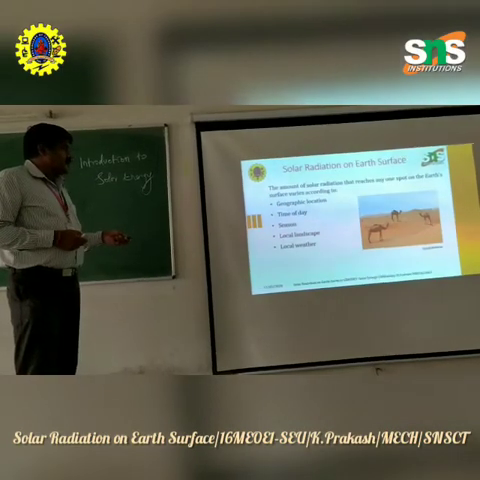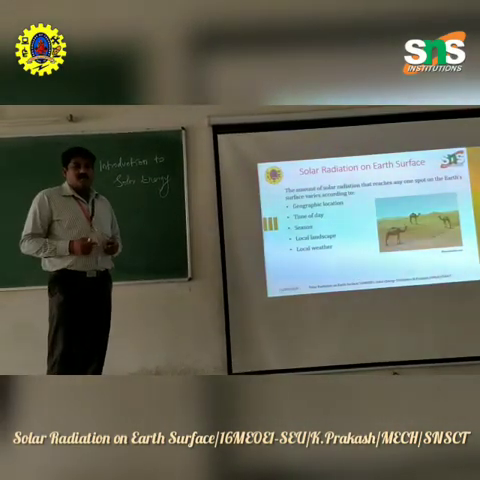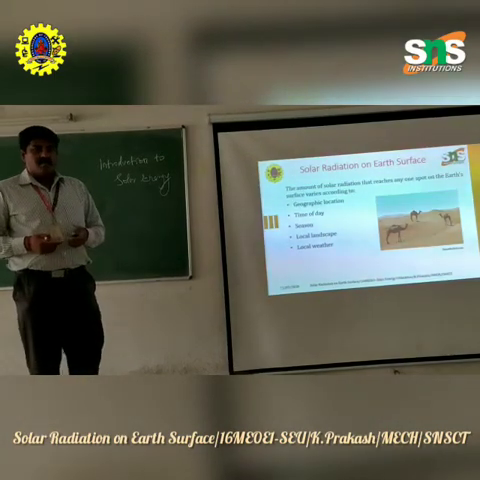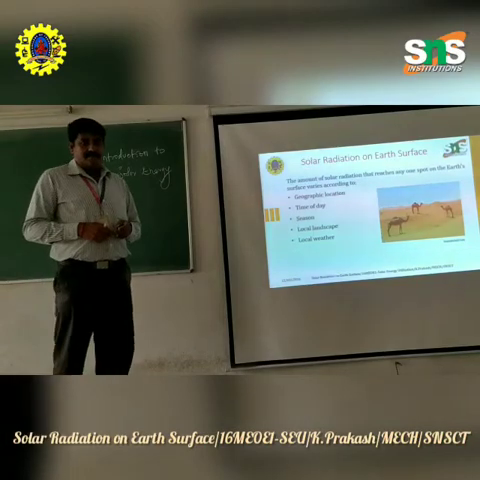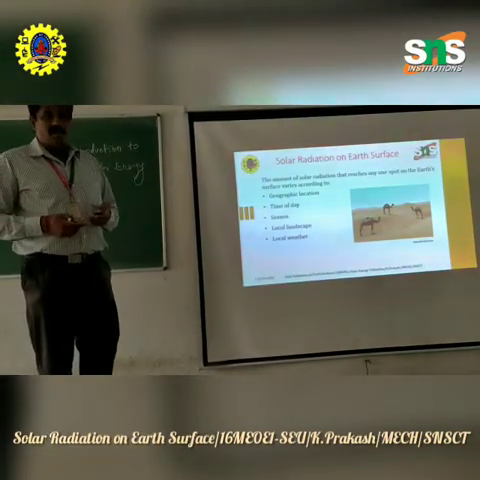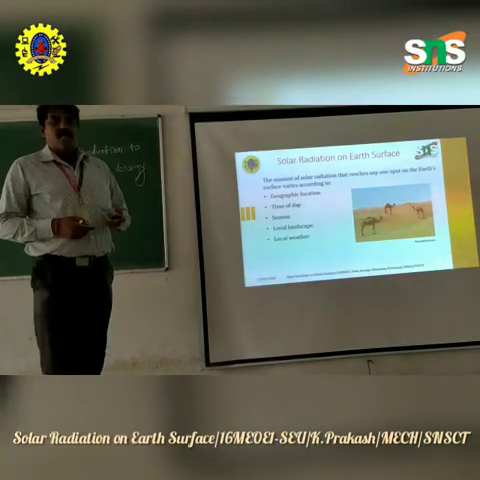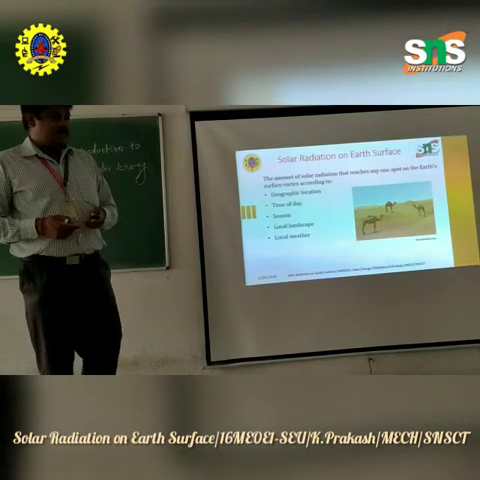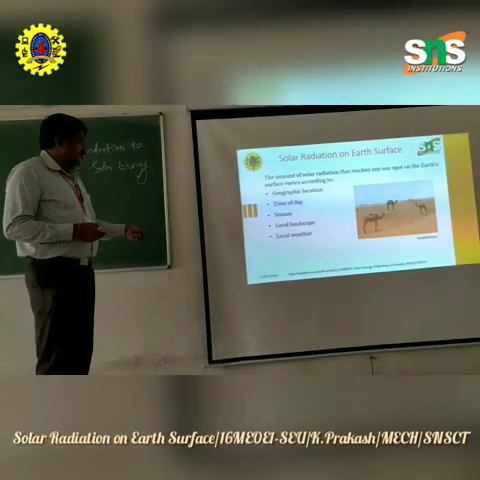And the third one is season. Here, during the winter season and summer season, the solar radiation differs. In the summer season, a greater amount of solar radiation is on the earth surface, whereas in the winters, the amount of radiation is lesser. And coming to the local landscape and local weather.